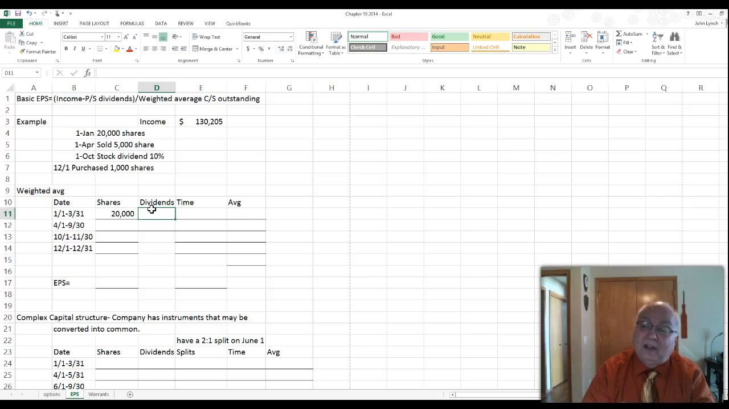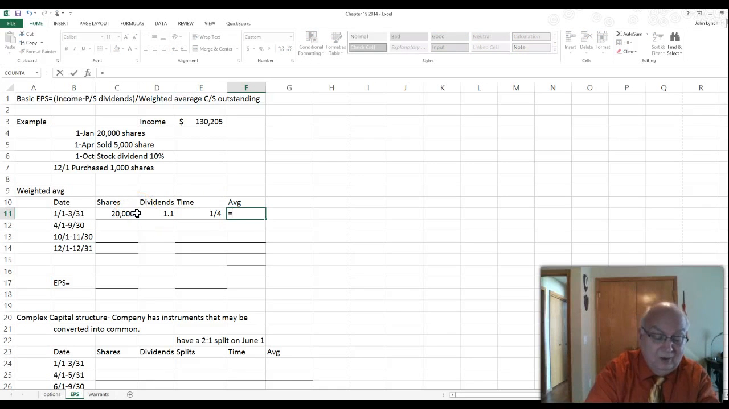Okay. Now, this is also declared, this is stock dividends, not cash dividends. So we're going to have stock dividends of 1.1, which we put in there. And it was for 3/12 of the year. So we would multiply all these together.